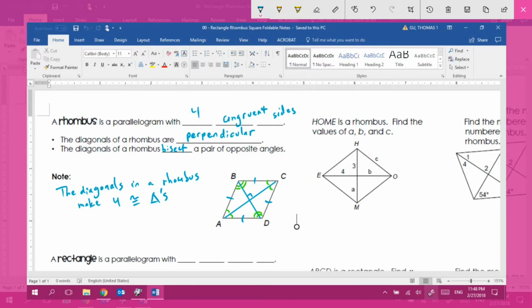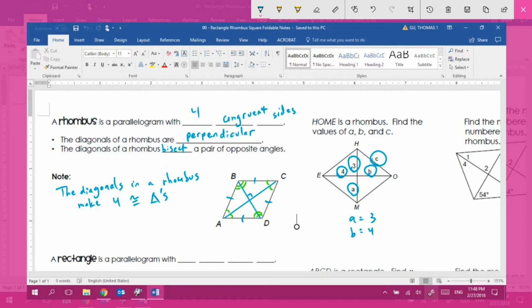So let's see how we would use these properties in this problem. Look at this one over here. HOME is a rhombus. That's H-O-M-E. Find the values of A, B, and C. If you take a look here, A is going to be congruent to this 3 right here. So A equals 3. B is going to be congruent to the 4 right here. So B is 4. And then C is right here.